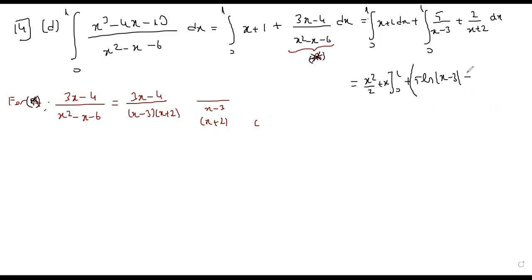Let's write it like this, plus 2 ln of x plus 2 from 0 to 1. If you plug in x equals 1 and x equals 0 and subtract them, you will get 3 over 2 plus ln of 2 minus ln of 3. That part is easy, so I won't go into detail there.